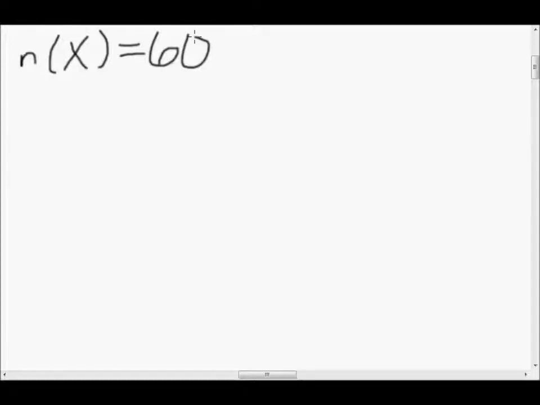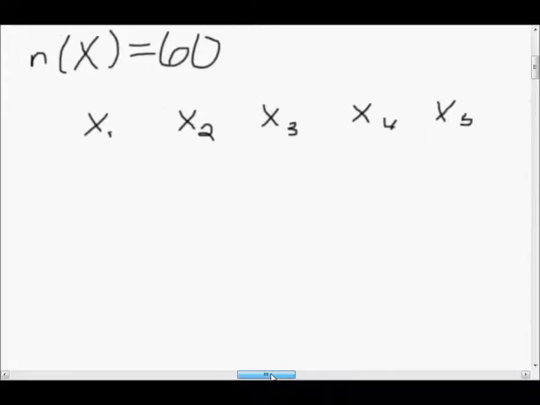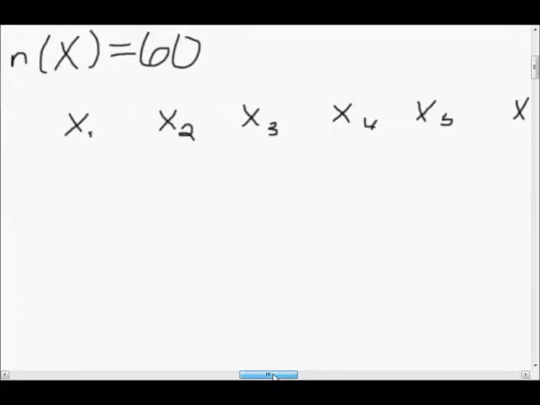And this has been partitioned into subsets. Partition just means, if the set X was a pie, a partition would be the slices. When you add all those slices up, you get a whole pie, right? And I mean a pie, not like a mathematic pi. So this has been partitioned into subsets: X1, X2, X3, X4, X5, and X6.